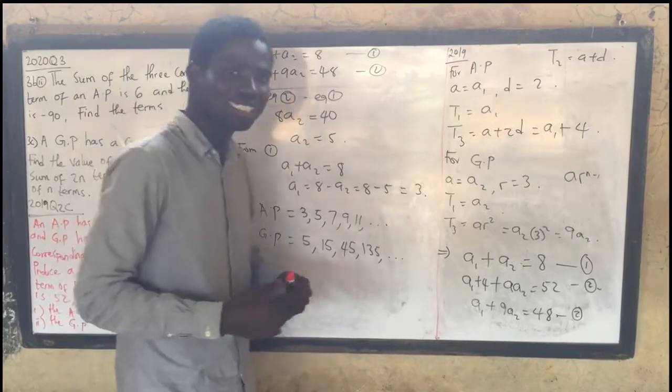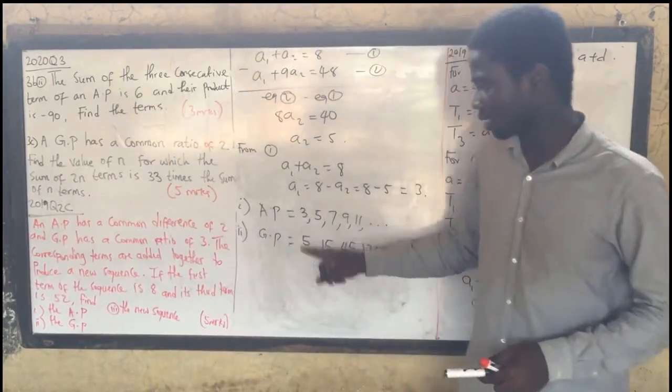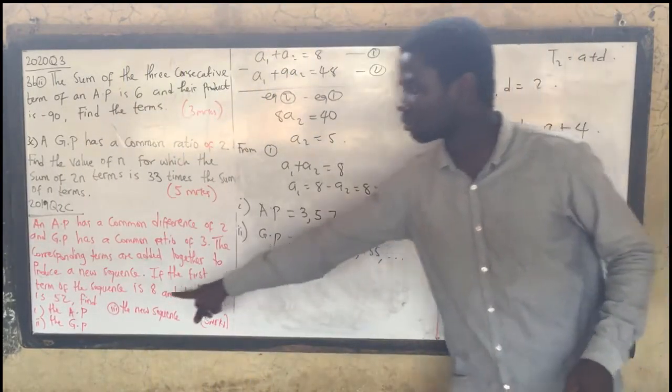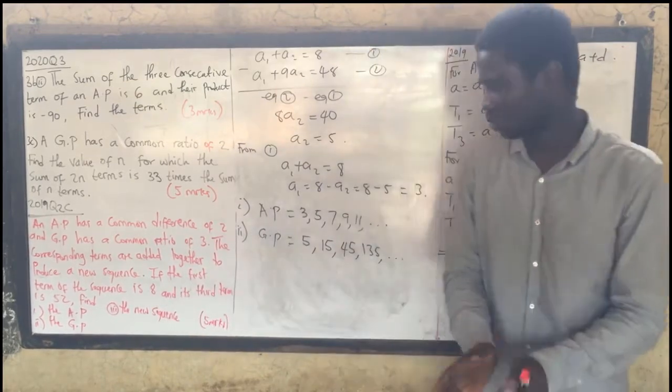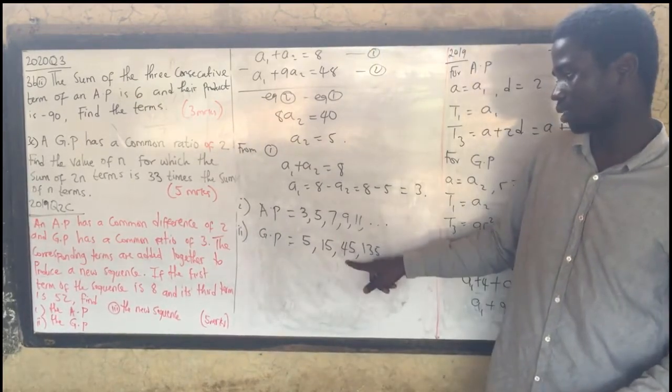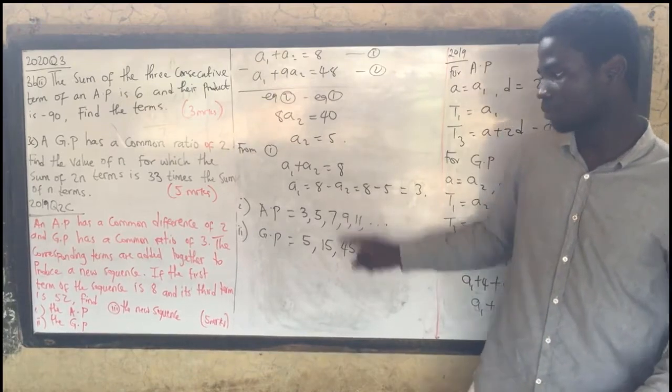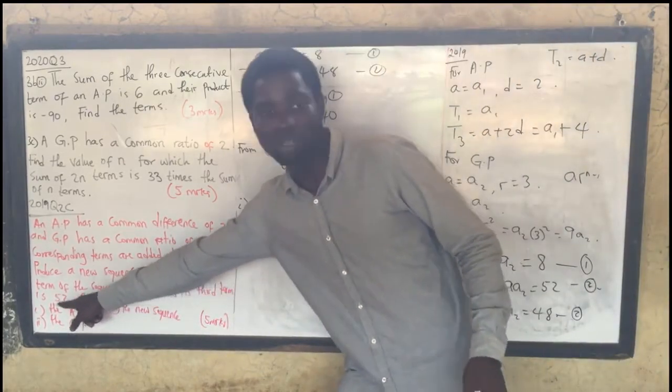And you can check whether you are correct. Add the two first terms together. 3 plus 5, you see, the first term is 8. The two things they added together. And the third term, 7 plus 45 will give me 52. And the third term is summing up to 52.